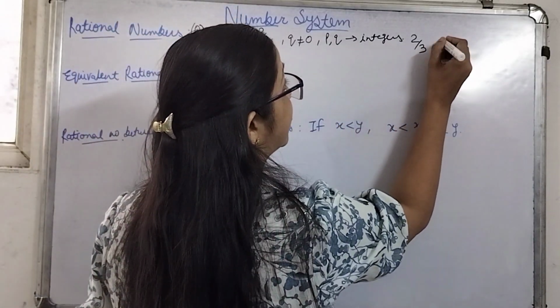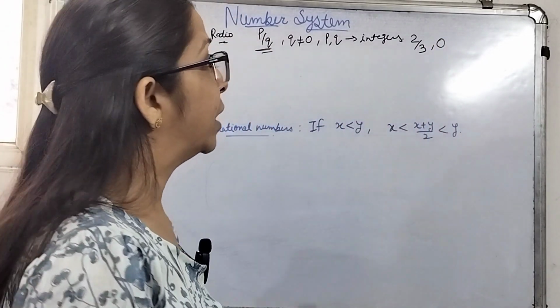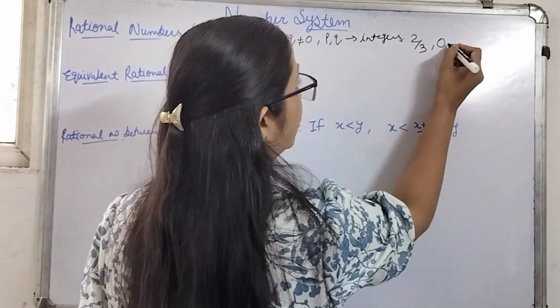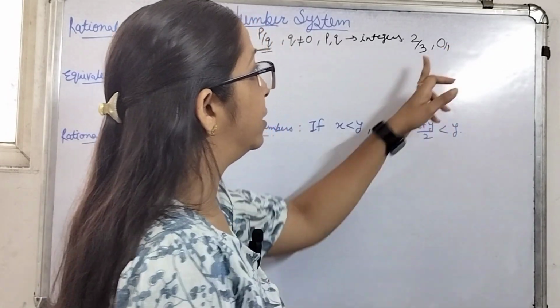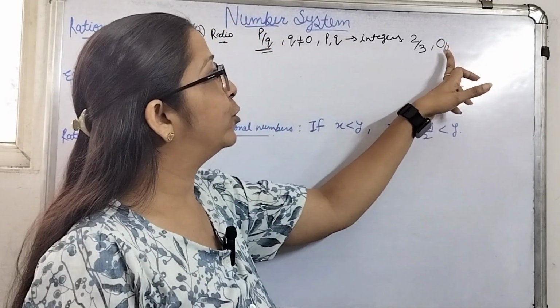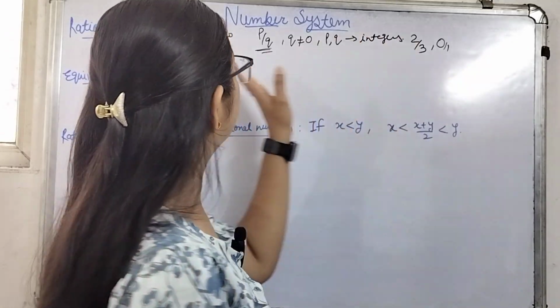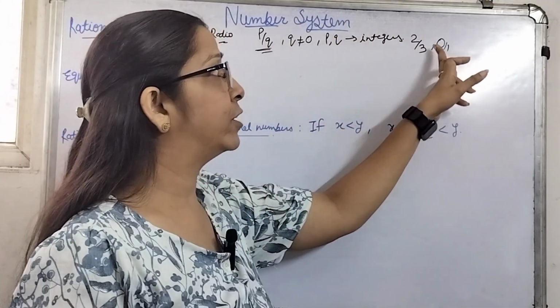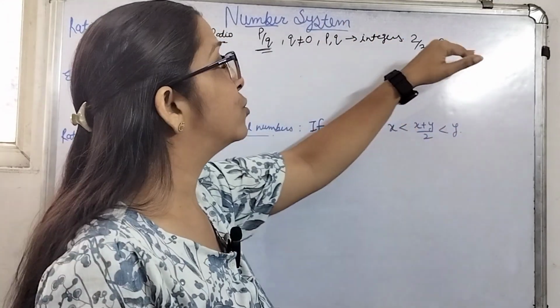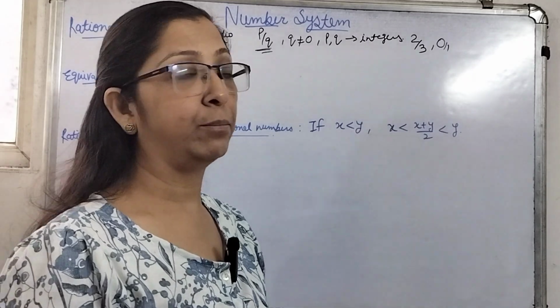Similarly, we can say 0 is also a rational number, because 0 could be written as 0 upon 1. Over here, P is 0 and Q is 1. And Q is not equal to 0, and 0 and 1 both are integers. So 0 is also a rational number.